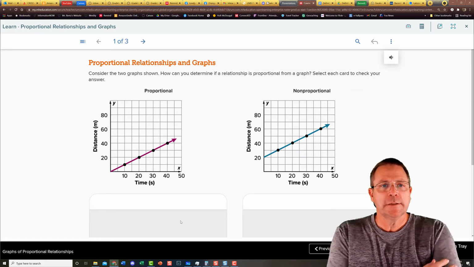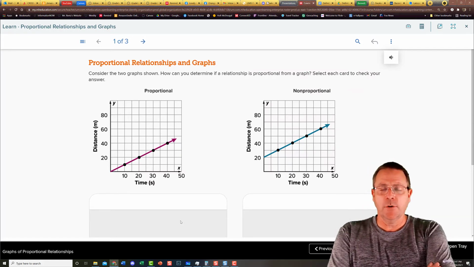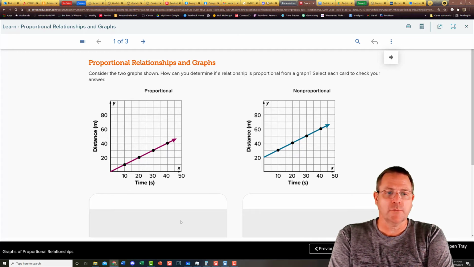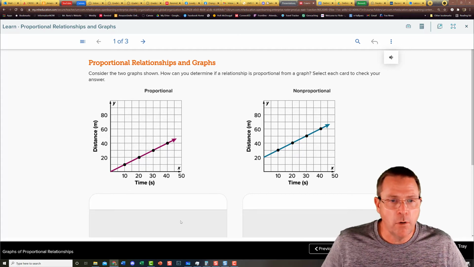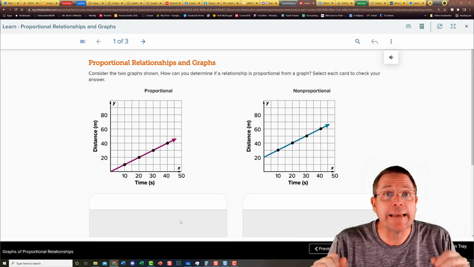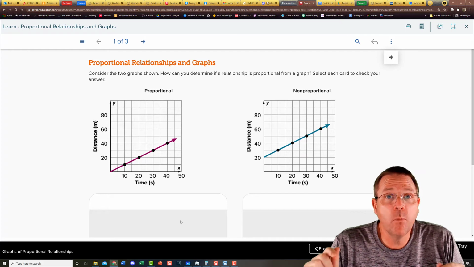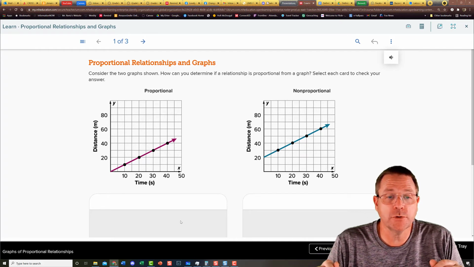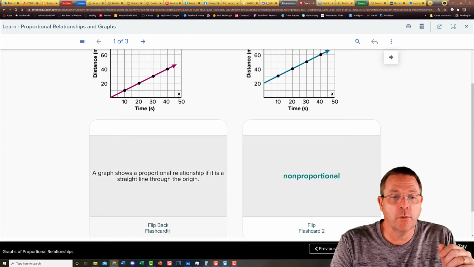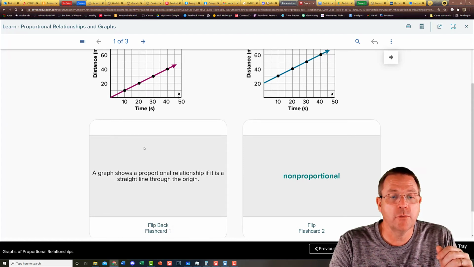Now we want to consider the two graphs shown. How can you determine if a relationship is proportional from a graph? Well, we just answered that question. Select each card to check your answers. As you recall, we said that if it was proportional, where is it going to go through? What one point does every proportional graph go through? The proportional graph is, of course, going to be the one that goes through the origin.